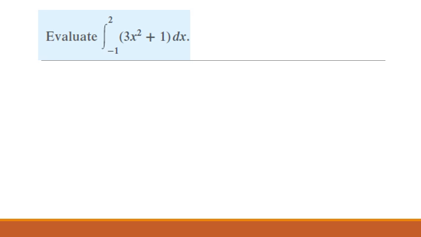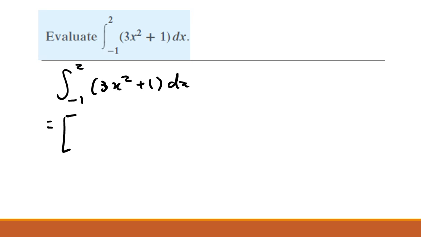Alright, so evaluating that, what's the integral? You will work out the integral. Now see how there's two different values? You're going to sub those two values in, and then subtract the first one with the second one. So here we go. 3x squared plus 1 dx. We're going to integrate it. So we get x cubed, plus x.